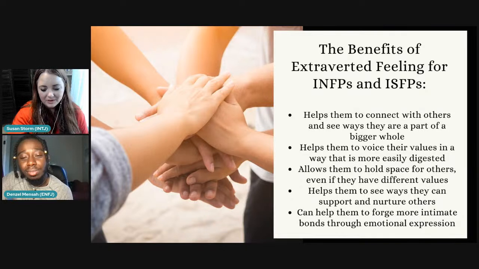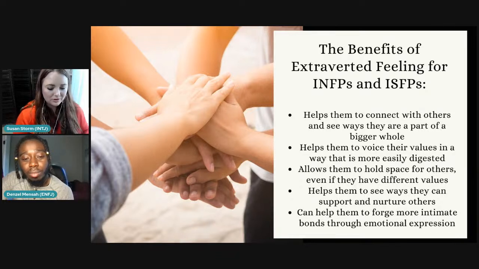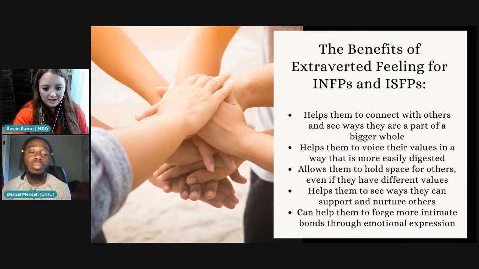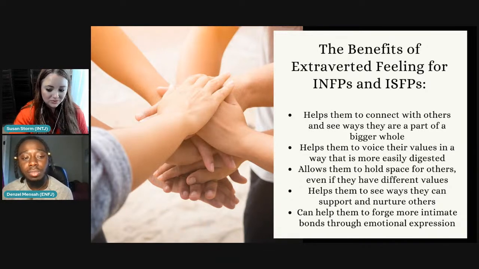So when INFPs and ISFPs integrate extroverted feeling, they're able to connect with others and see that I'm not just an island. I am actually part of a bigger whole. I do affect my community, and I can see how I affect my community, and I can take some responsibility for how I affect the larger group of people around me. They can voice their values in a way that's more easily digested. So one thing extroverted feeling is really good at is having a way with words to make people want what you want them to want.